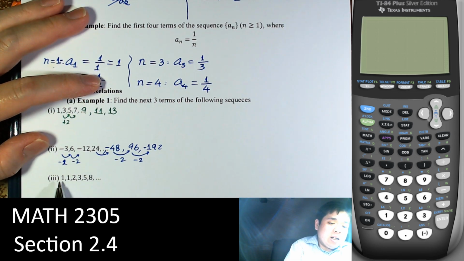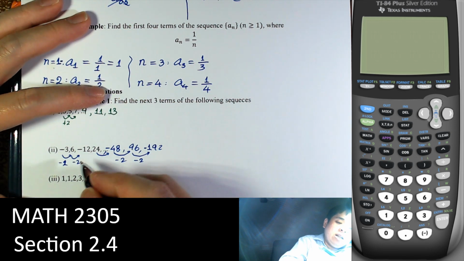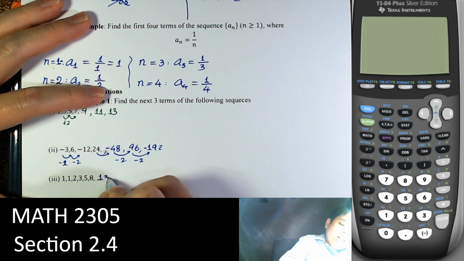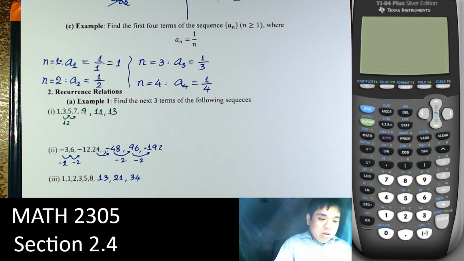The next one is a little bit less obvious. But what we see is, whatever the number is, it is the sum of the previous two. So 2 is 1 plus 1, 5 is 3 plus 2, 8 is 5 plus 3. And the next one will be 5 plus 8, 13; 8 plus 13, 21; 13 plus 21 is 34. So that's the next three terms of the sequence.